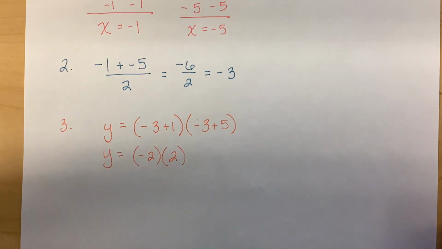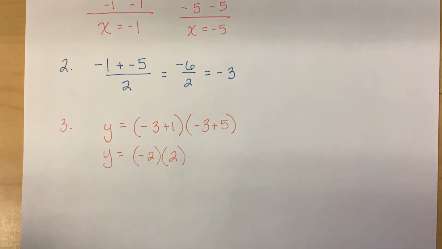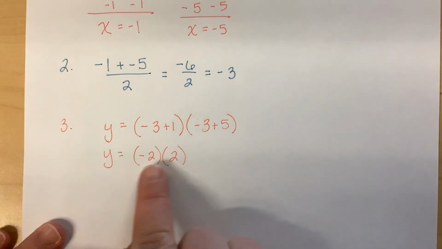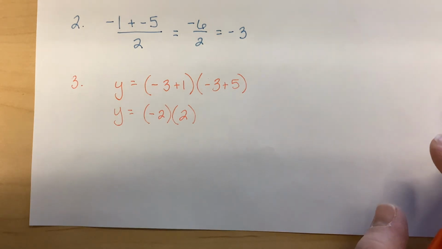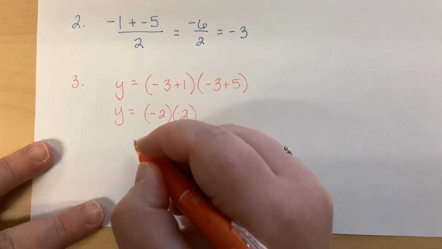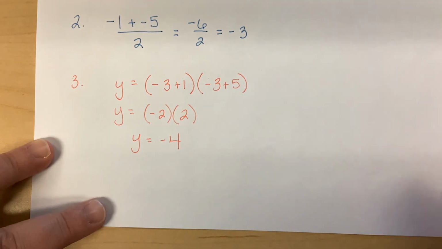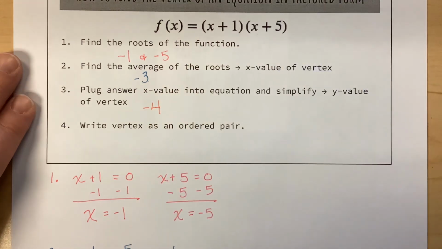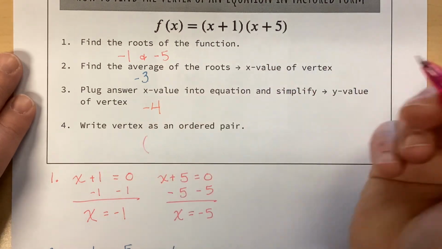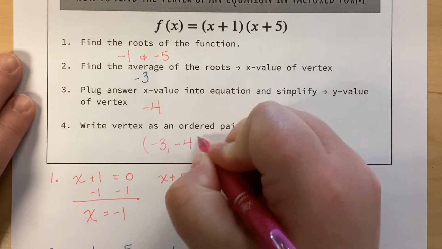There's a nice little safety net when it comes to factored form. If you found the correct x value for your vertex, the two numbers you get in the parentheses here will always be opposites of one another. All right, and then finally, this is multiplication. So negative 2 times 2 is negative 4, which means that the y value of your vertex is negative 4. And then the final thing you need to do is take those two numbers you just got and write them as an ordered pair, because remember, your vertex is an ordered pair. So it's negative 3, negative 4.